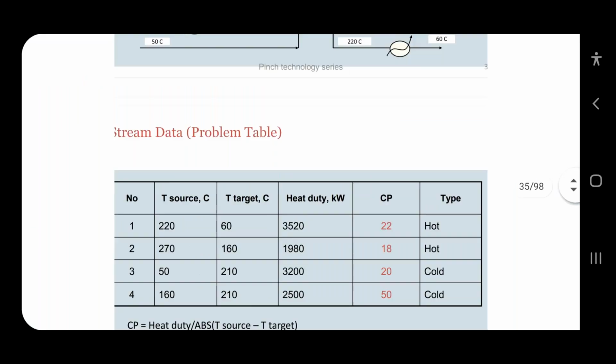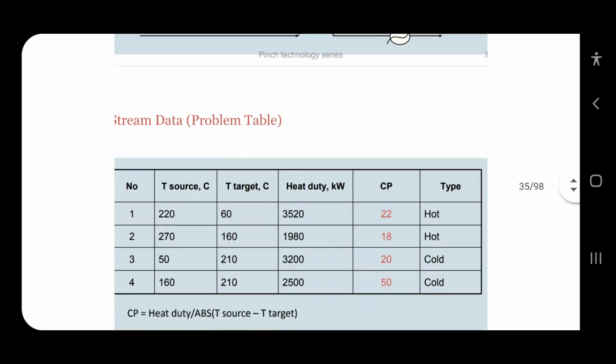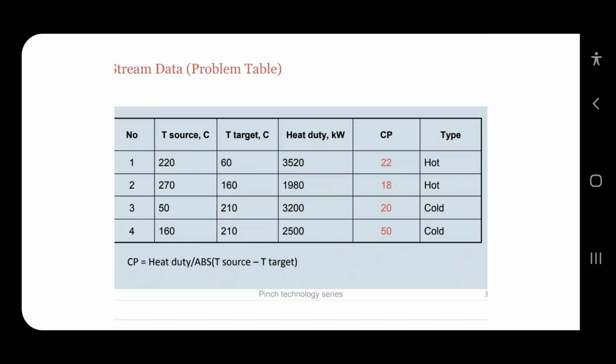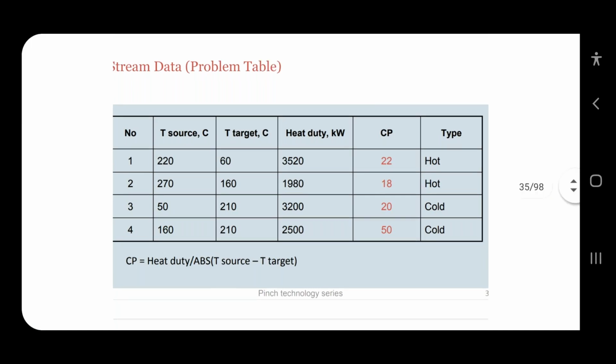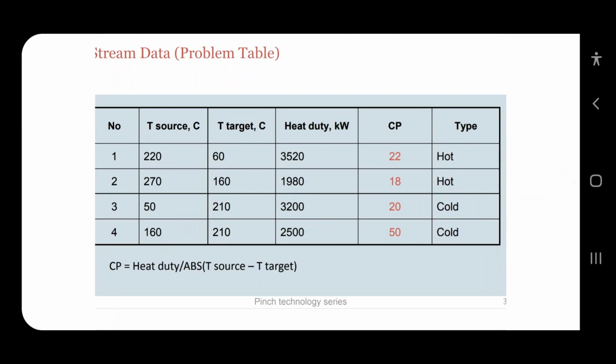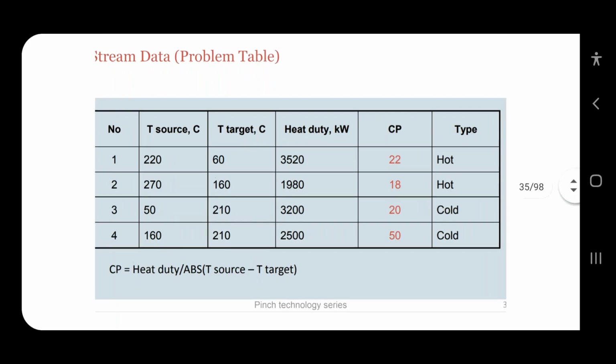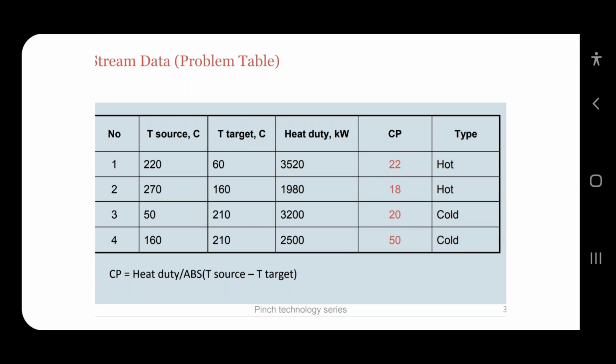So if you go in industry or somebody gives you the temperature conditions or stream data, you can easily calculate or modify the flow sheet accordingly. But you must have the CP value or heat duty at least. You must have that. So here the CP value is given. So how do you calculate this heat duty? By use of MCP delta T.